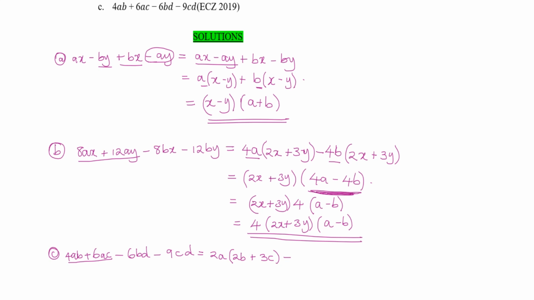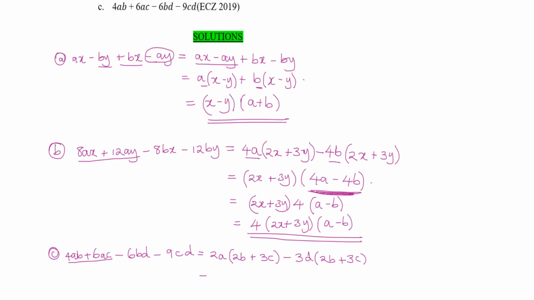There are two signs which are the same, so start by writing the sign. Between 6 and 9 the highest common factor is 3. Between bd and cd it's just d, so it will be 3d. So say 6bd divided by 3d gives us 2b. Since we have factorized the minus, it will remain with the plus. Then 9cd divided by 3d is just 3c, and we close the brackets.